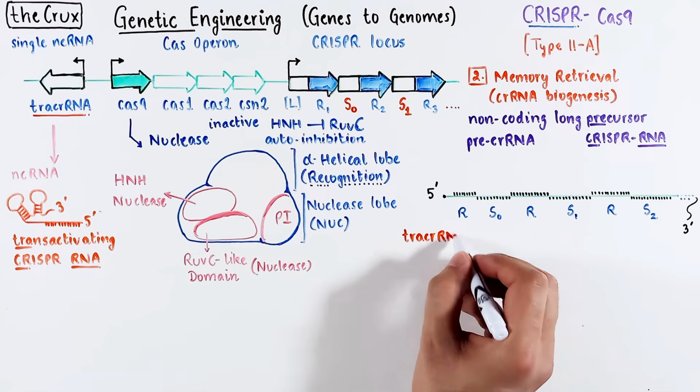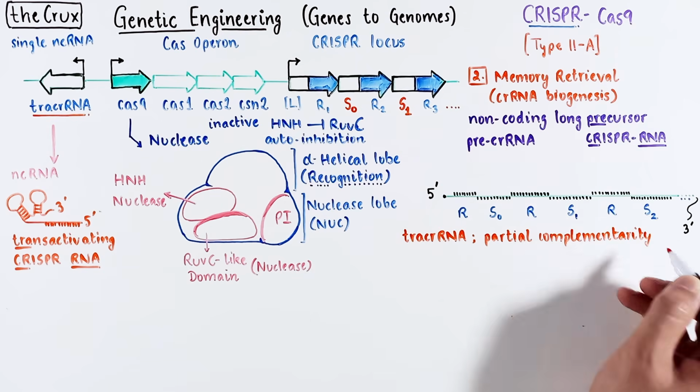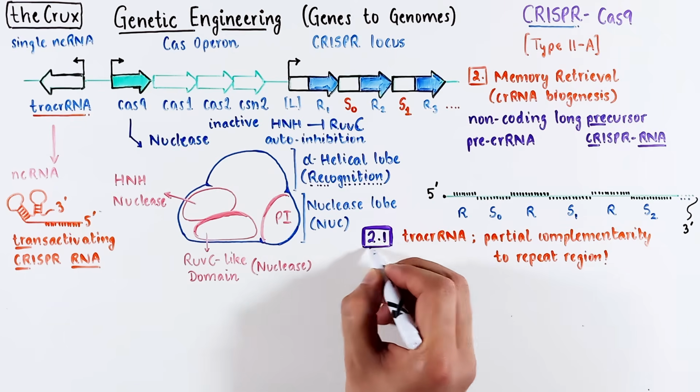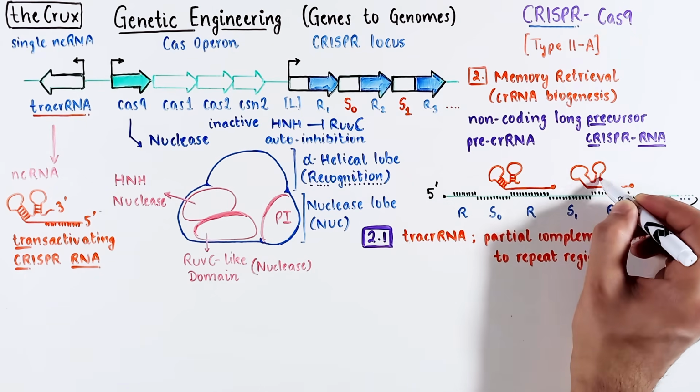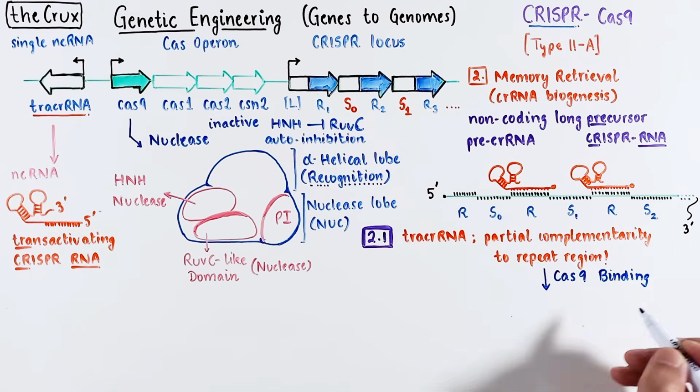Now the CRISPR-RNA biogenesis can begin. The tracrRNA has partial complementarity to the repeat region of the precursor CRISPR-RNA. The tracrRNA therefore decorates it wherever it can find a repeat match. This repeat match allows Cas9 binding to stabilize onto the CRISPR-RNA.